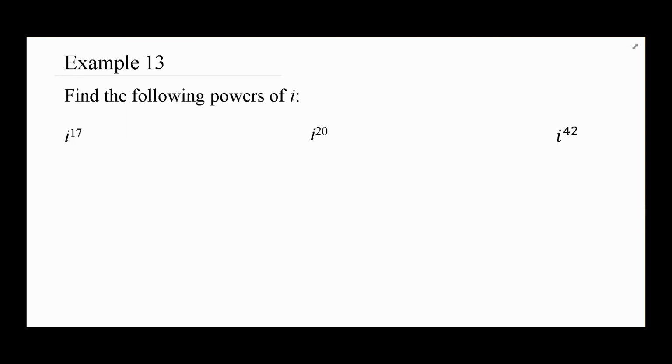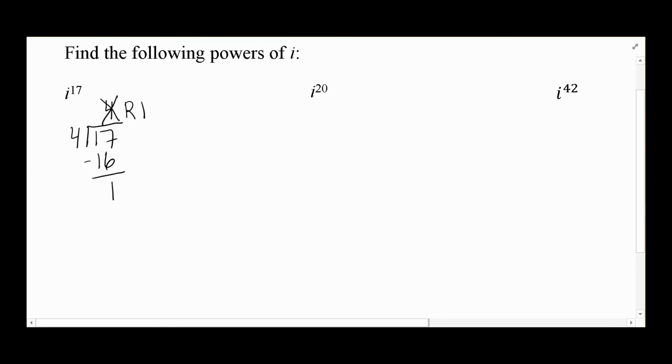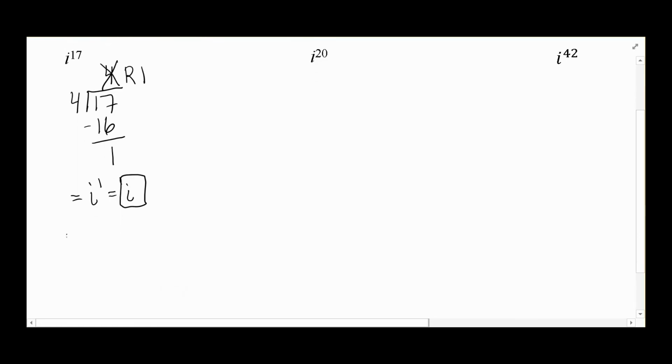If I want to know what i to the 17th is, then I'm just going to take 17 and divide by 4. Now, it'll go in 4 times with a remainder of 1. Again, I don't care that it goes in 4 times. I care that it's remainder 1. Because what that tells me is that it's the same thing as i to the first, which is just i. Let's look at why that's the case.